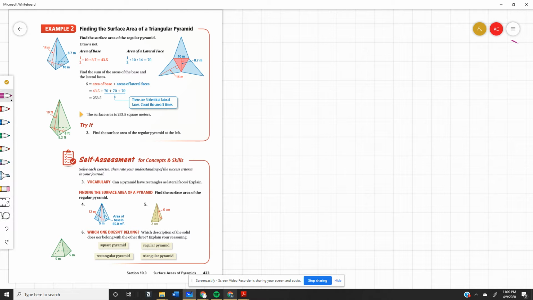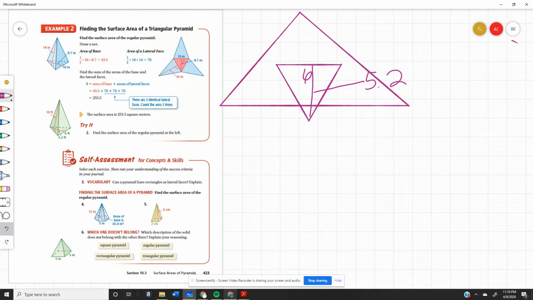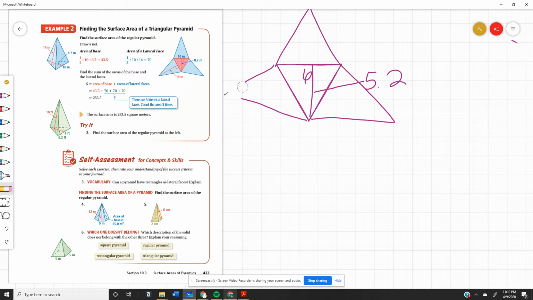All right. Find the surface area of the regular pyramid at the right. So again, we have a triangular base that we can draw. It has a base area of 6 and a slant height here of 5.2. And then this has its 3 faces coming off of it.